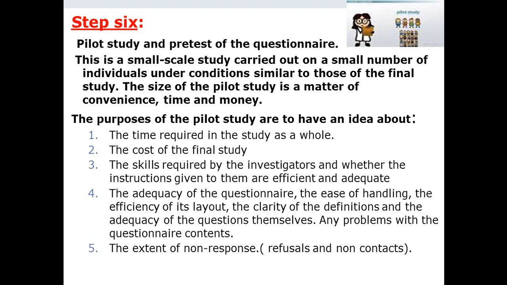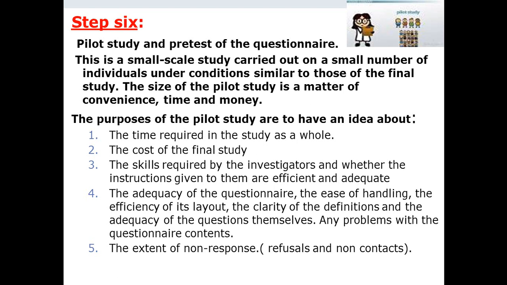Why do we do this pilot study? The purpose is to have an idea about the time required in the study as a whole, and the cost, and the skill required by the investigator, whether the instructions given to them are efficient and adequate or not, the adequacy of the questionnaire, the ease of handling, the efficiency of its layout, the clarity of the definitions, and the adequacy of the questions themselves, any problem with the questionnaire content. And lastly, the extent of non-response, refusal, and non-contact.